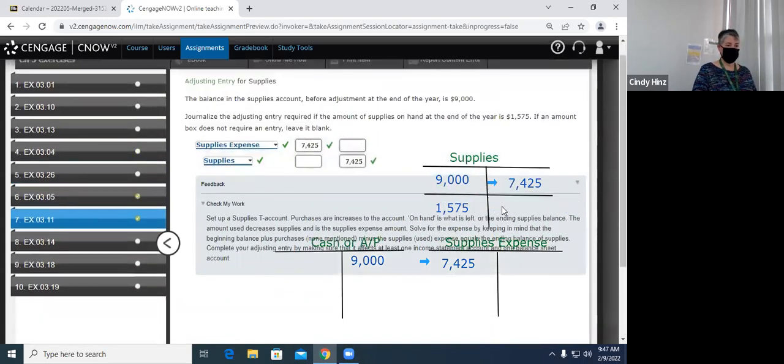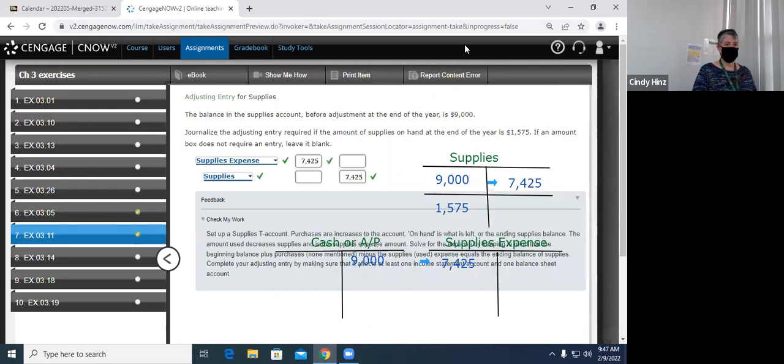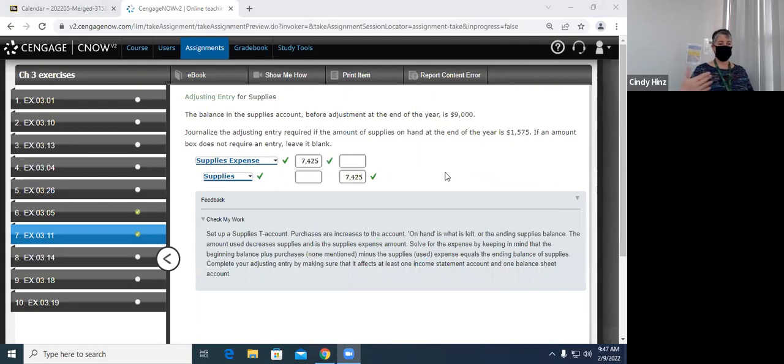And I'll go ahead and put my green check marks in there. Does anyone have any questions about how we account for our supplies? And this is how most companies choose to do it. Put them on the balance sheet when you buy them. At the end of the period, make an adjusting entry to take into account the part that you have used up.